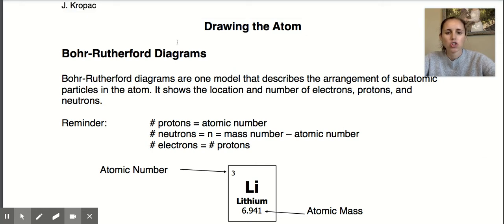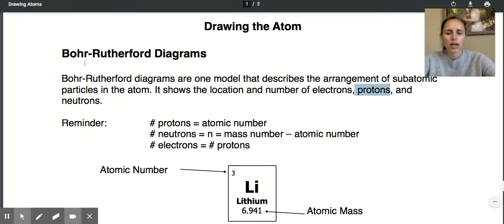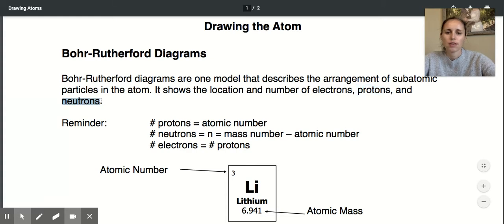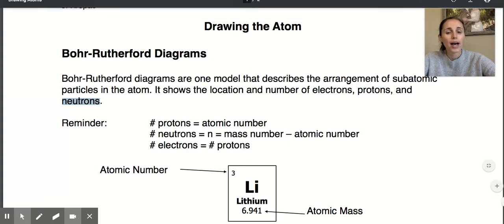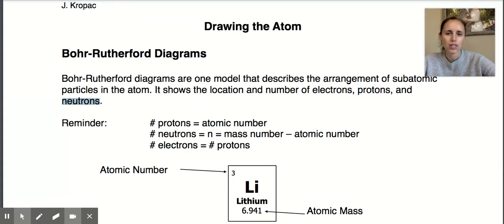A Bohr-Rutherford diagram shows the location of all subatomic particles. So it shows the location of electrons, it shows the location of protons, and it shows the location of neutrons. You will have to remember how to calculate each of these numbers.